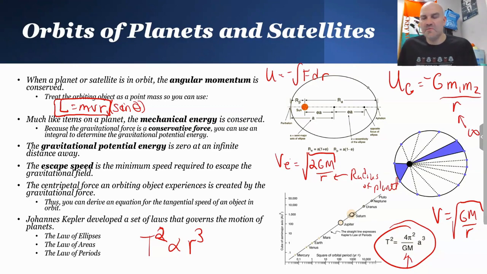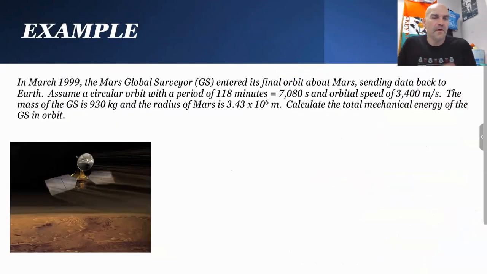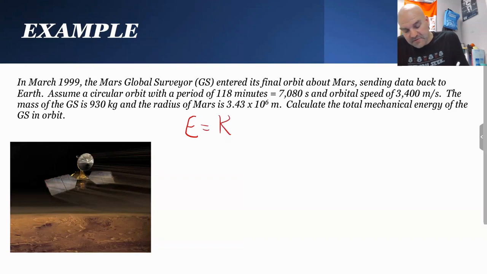Let's look at the most common question you see on the AP Physics C test, which will be something to do with energy. So let's look at an example involving energy. It's basically the same question we had in the last video, but instead of looking at the speed and the radius of orbit, we're going to look at the mechanical energy of the satellite in orbit. Energy is K plus U. That doesn't change whether it's on the planet, off the planet, or somewhere else. It's always going to be K plus U.